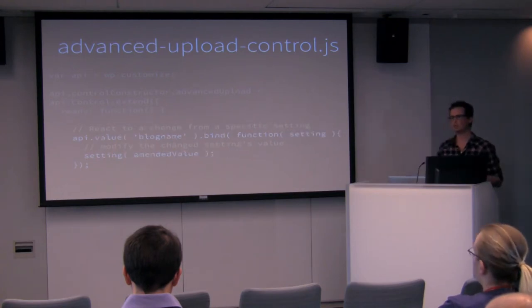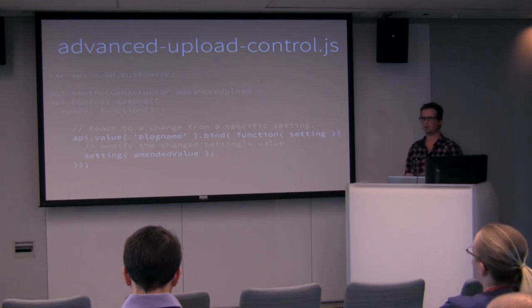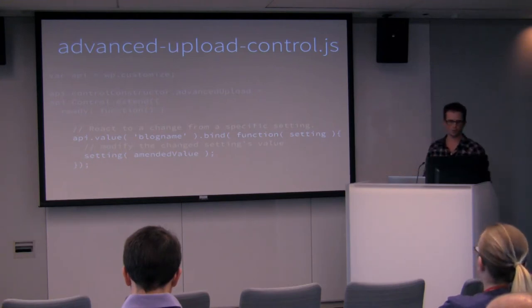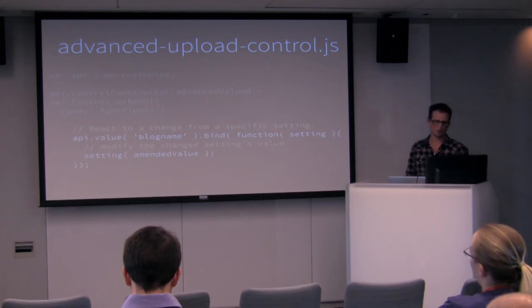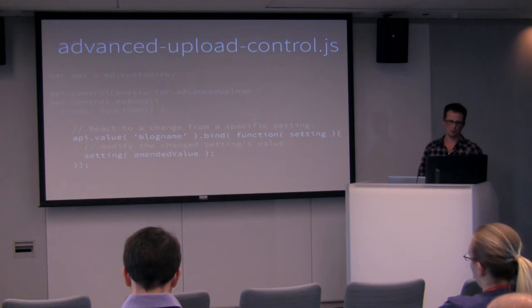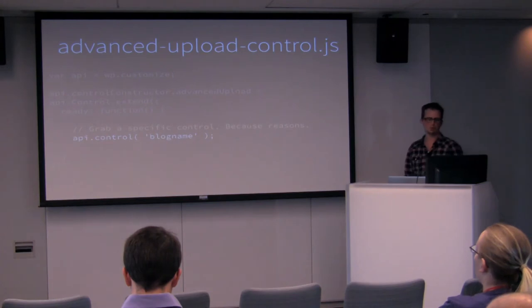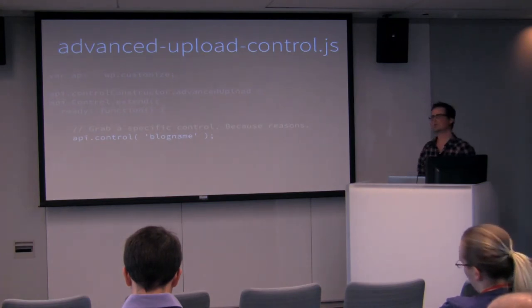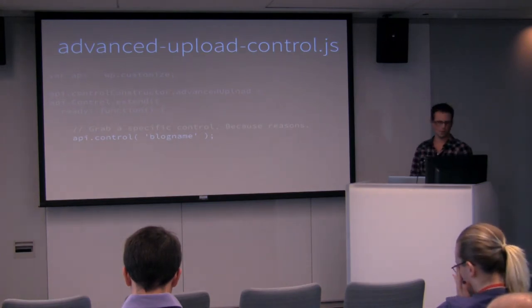That's especially useful if maybe you have a couple of controls that are pretty tightly bound together. They need to interact with each other, so you can find out what the value of another control is. Here you can get a specific setting, like the blog name setting, and you just bind to that one. Or if you even needed to, for some reason, get access to one of the other controls, you can do that too.